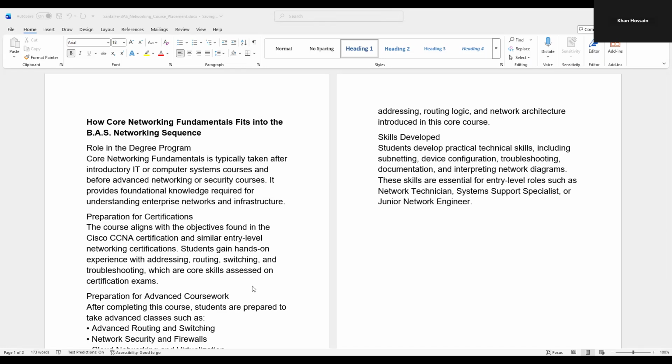Skills developed: the student develops practical technical skills including subnetting, device configuration, troubleshooting, documentation, and interpreting network diagrams. These skills are essential for entry-level roles such as network technician, system support specialist, or junior network engineer.